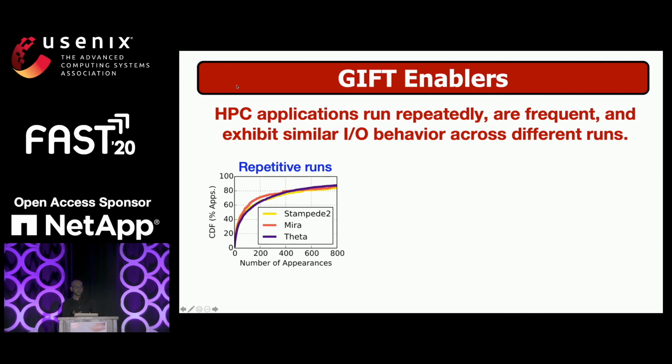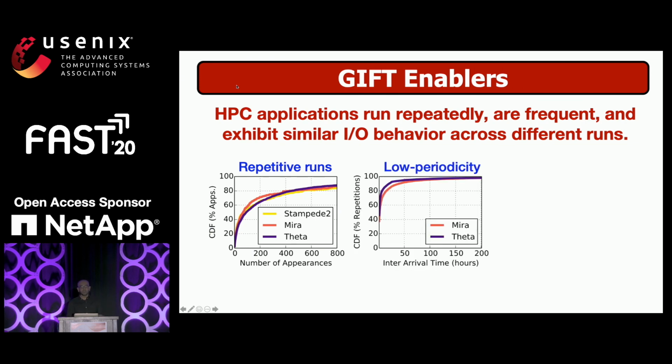So in the first figure over here, we look at the number of appearances of HPC applications. The x-axis shows the number of appearances, and the y-axis is the CDF. And we look at 3 supercomputers, Stampede 2, Mira, and Theta. And we see that over 80% of the jobs appear at least 5 times or more, which means that HPC applications are highly repetitive. And not only are they highly repetitive, but they also appear frequently.